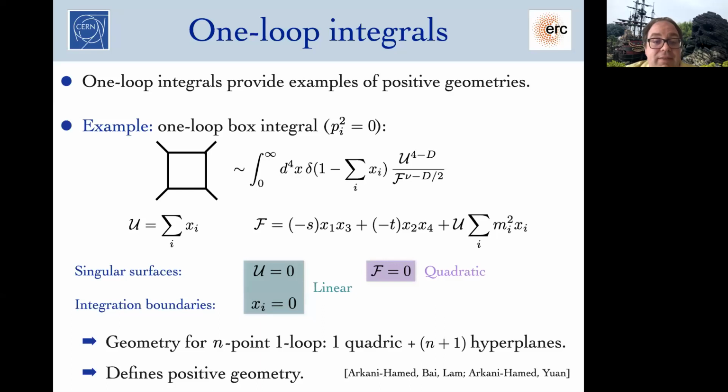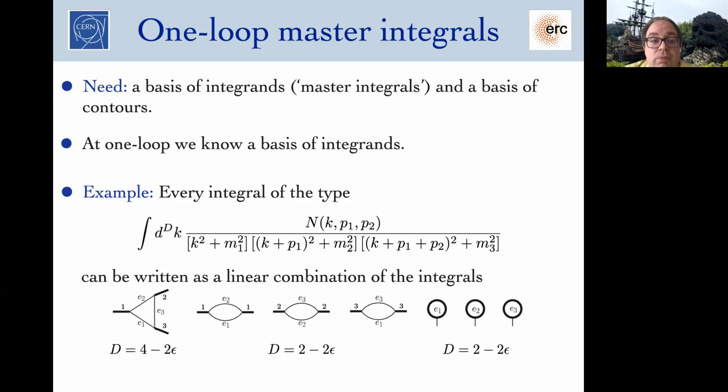Now, the other ingredient we need is a basis of integrands, master integrals, and of contours. So let's start with the integrands, the master integrals. And there we're very lucky because at one loop, we just know a basis of master integrals. We know the basis of integrands. And it's just a well-known collection of tadpole, bubble, triangle, box, pentagon, and so on. For example, take any triangle integral. You can always write a linear combination of a triangle or three different bubbles, one corresponding to removing one of the three edges, or three different tadpoles, which you get by removing two edges.